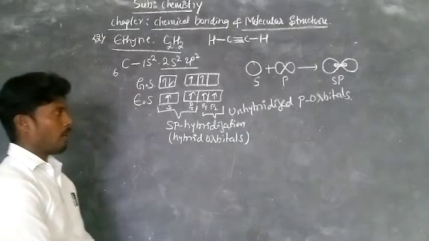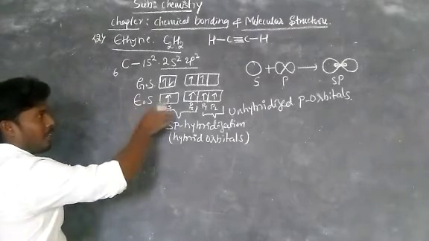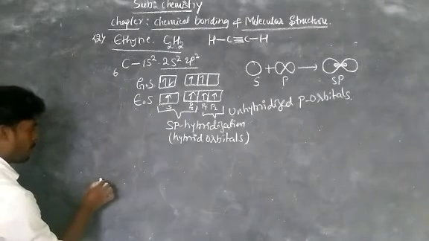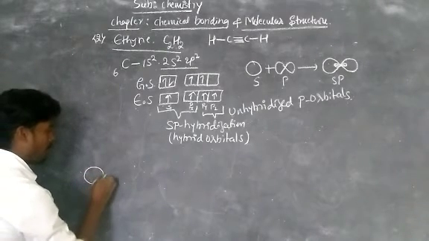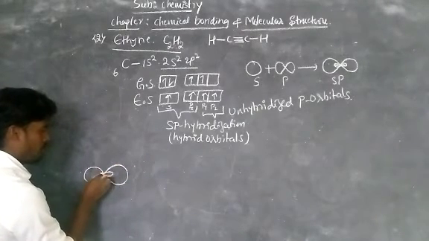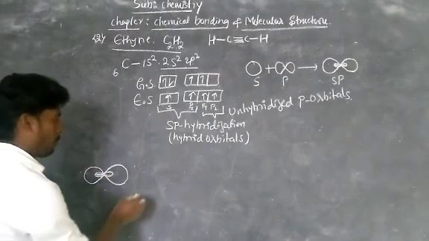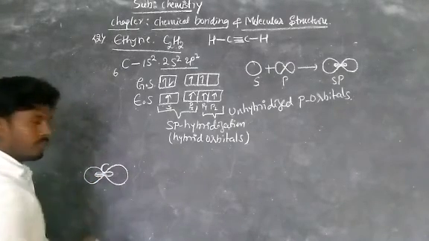Got it? Now observe, for one carbon there is one sp hybrid, right? Now the structure, this is one hybrid orbital for one carbon. Okay, now this is one carbon.